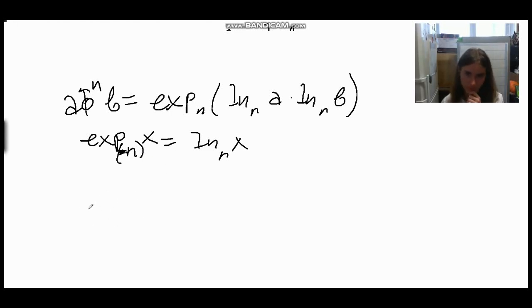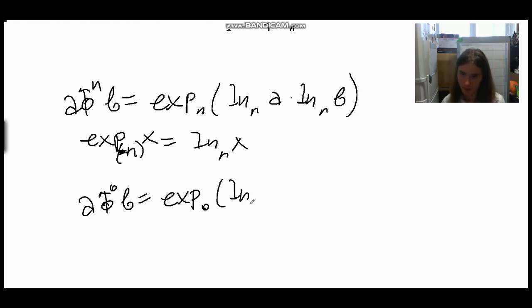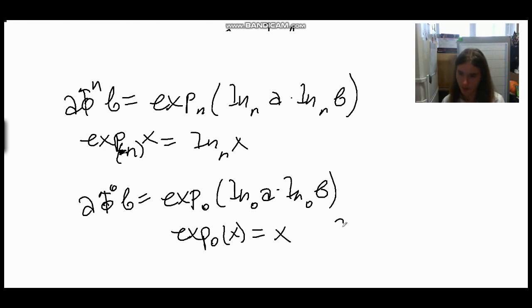Okay. Firstly, if we try to get addition this way, we will get it. Firstly, multiplication: A null B is exponentiate null times of natural log null times of A times natural log null times of B. Obviously, exponentiate null times means doing nothing, as well as natural log null times of x equals x. So this is A times B.